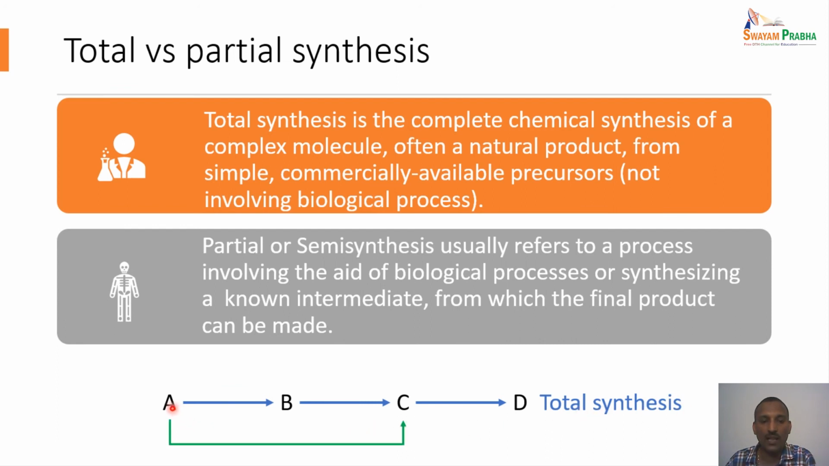But on the other hand, if A to C is synthesized and we already know C to D is known, then we say A to C synthesis is basically a partial or a formal synthesis. In the same way, instead of starting from A, which is a very cheap or commercially available simple starting material, we are starting from some intermediate, and from this intermediate we are going to the final product. So these two are basically called partial synthesis.